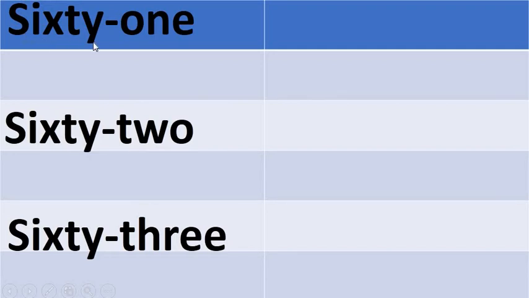S-I-X-T-Y. Speak with me. S-I-X-T-Y, 60. O-N-E, 1. Which number this forms? 61. S-I-X-T-Y, 60. T-W-O, 2. 62. Write down in your notebook. Which number this forms? Yes. This makes number 62.